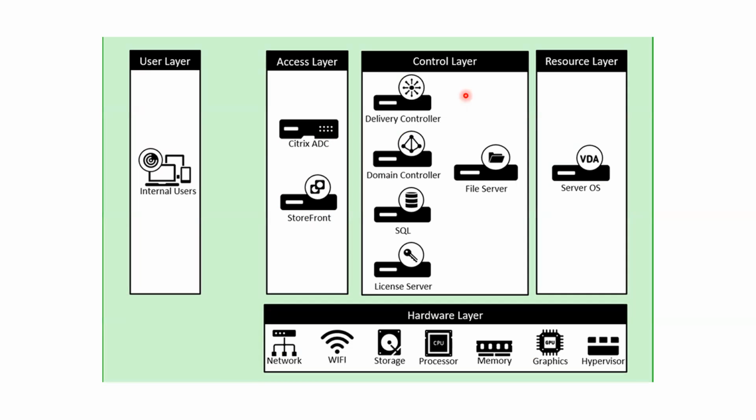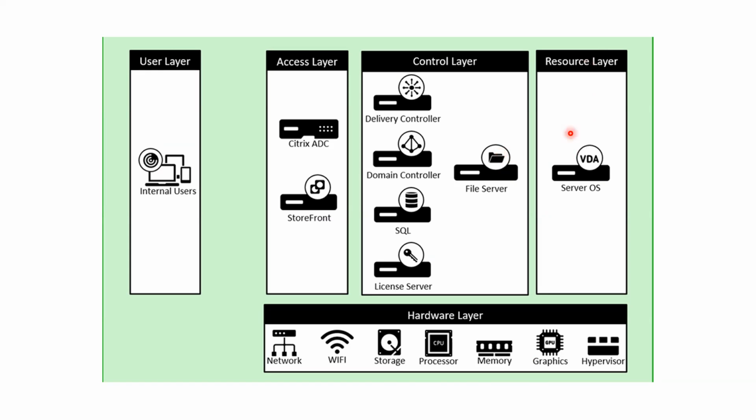And in the control layer, you will find the servers which control your entire data center. Meaning the delivery controller is there, and the domain controller is there to authenticate the end user credentials or computer accounts. SQL for the database, the license server to allocate licenses, and the file server, which is shared storage. It is the storage where you keep your entire data, like your virtual machines or your vDisks or virtual disks, whatever it is, you have to host on the file server.